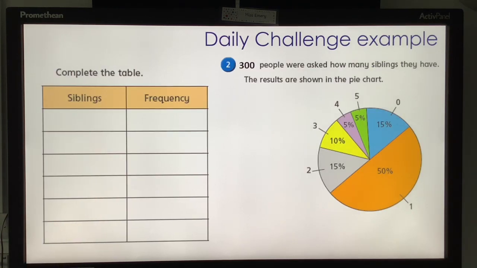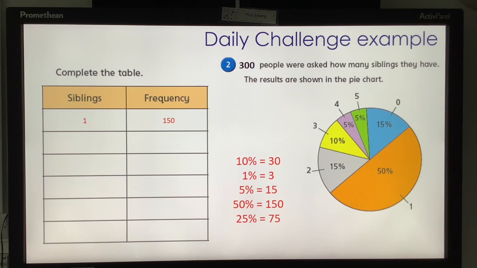So I'm going to do an example with you today and then there will be the challenges for you to do yourself. So the problem says 300 people were asked how many siblings they have. The results are shown in a pie chart. So you know the whole pie chart in percentages would add up to 100%. And 100% would be 300 people. So the easiest thing to look at there is 50%, because that is equivalent to a half. So we can, in our chart, put one sibling, because we know that 150 is half of 300, and 50% is half of 100%.